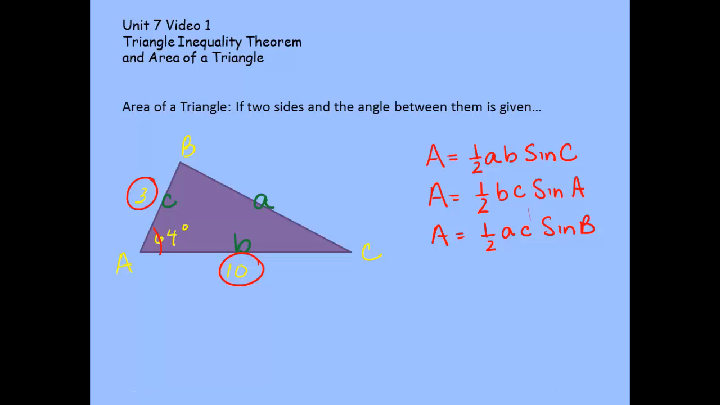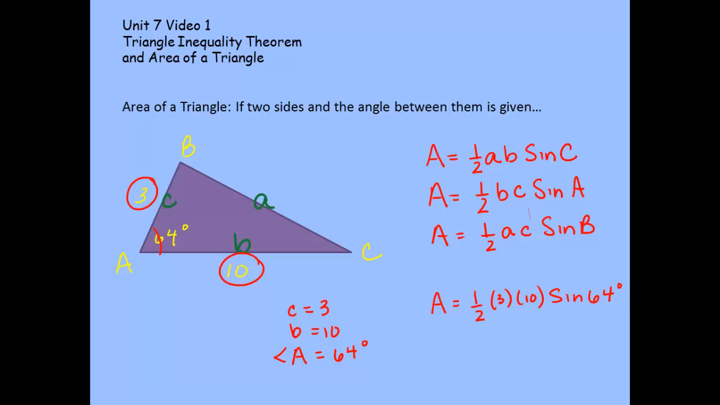So for this one, I have little c equals 3, little b equals 10, and angle A equals 64 degrees. So I can identify which of these three formulas that I want to use. In this case, the second one. So I will have the area equal 1/2 times 3 times 10 times the sine of 64 degrees.